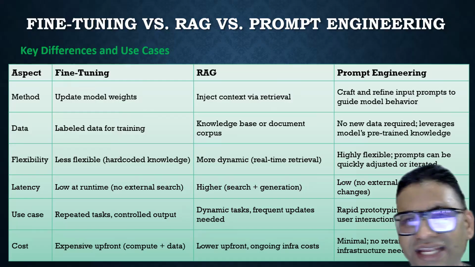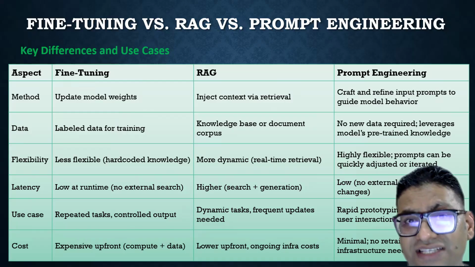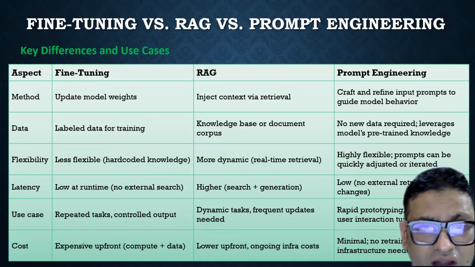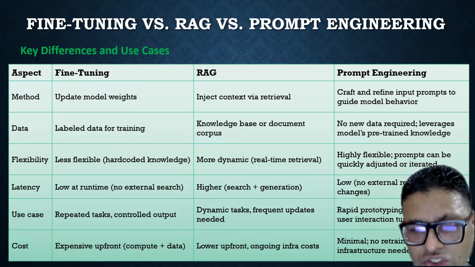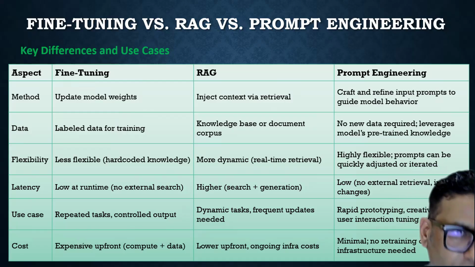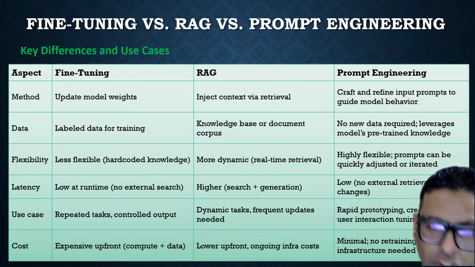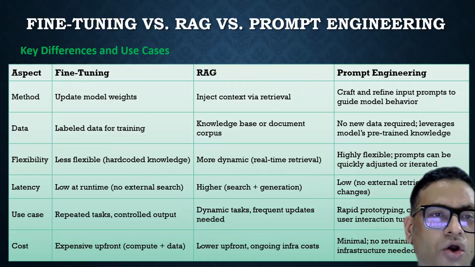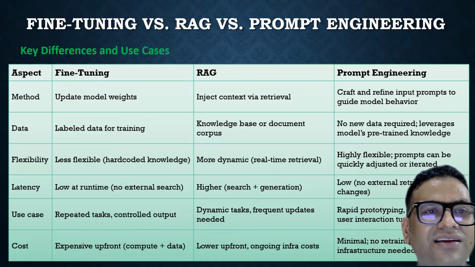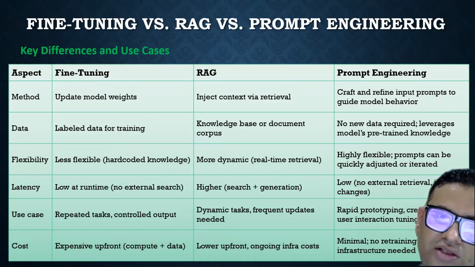Now we need to understand the difference between fine tuning, RAG, and prompting, because these are the three terms which I have been using a lot. I'm saying that if prompt engineering and RAG are not able to solve your problem with the large language model, then you should go for fine tuning. Here are 6 categories on which I put together the differences: method, data, flexibility, latency, use case, and cost, right?